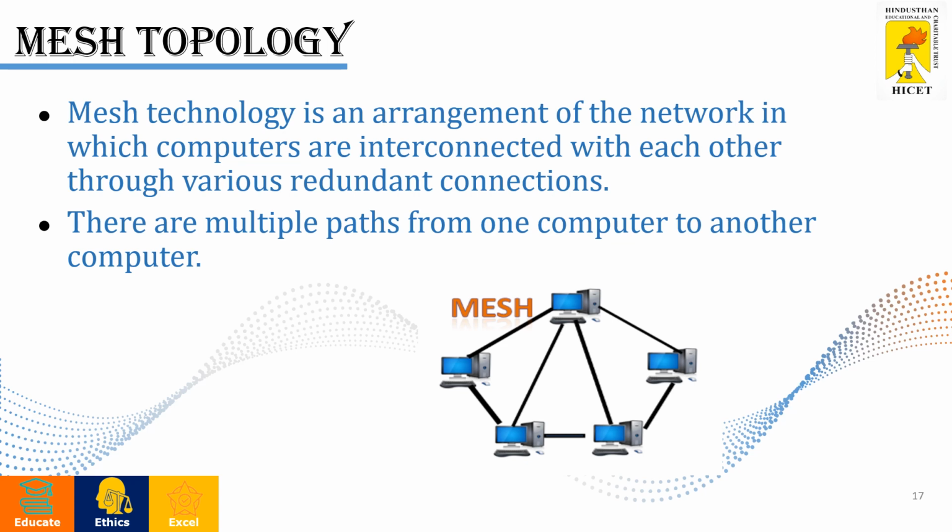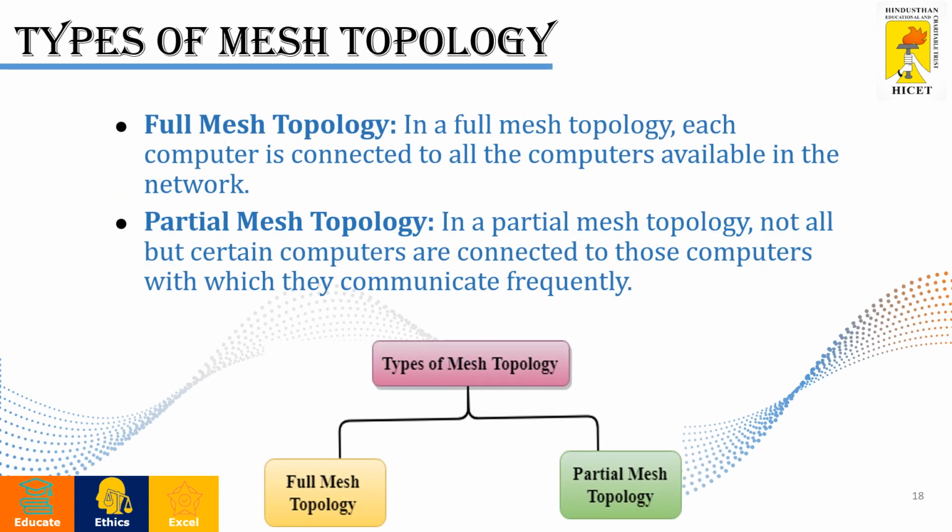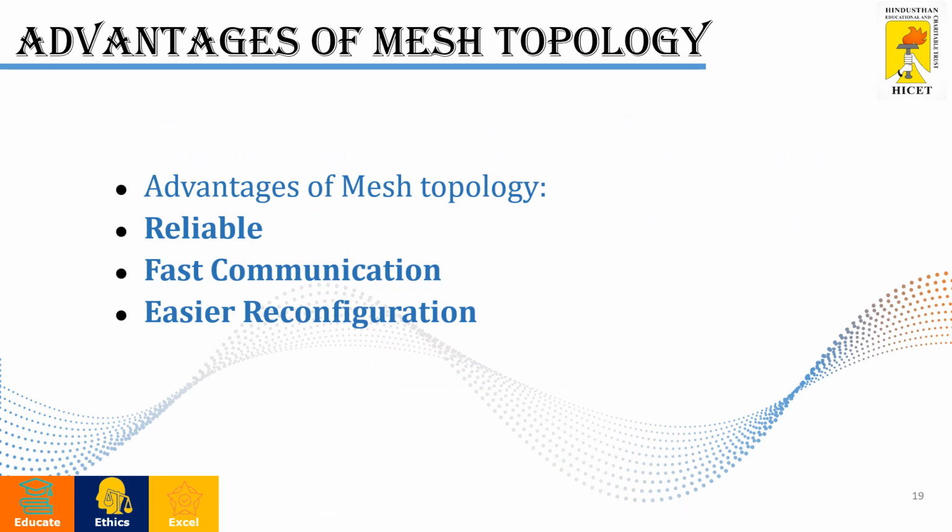The mesh topology can be divided into two categories. One is fully connected mesh topology and the other one is partially connected mesh topology. In a fully connected mesh topology, each computer is connected to all the computers that are available in the network. But in partial mesh topology, not all the computers but certain computers are connected to those computers with which they communicate frequently. The advantages of mesh topology.